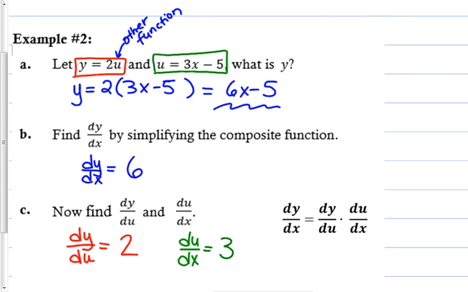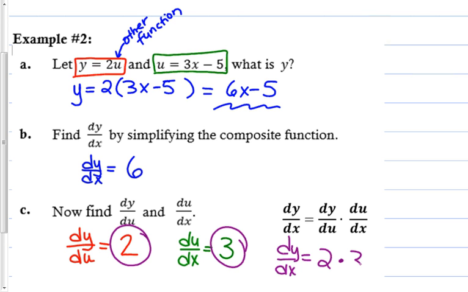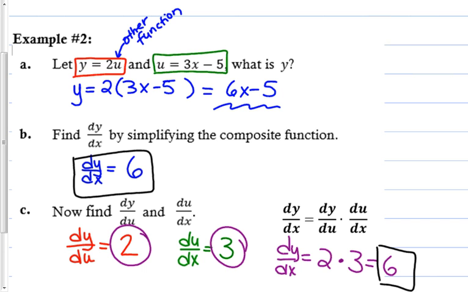So basically what I'm saying is that my derivative, dy dx, is equal to dy du times du dx. So 2 times 3 is 6, right? Should that make sense? Of course. We already found the derivative. We found it a different way. But they're definitely the same.